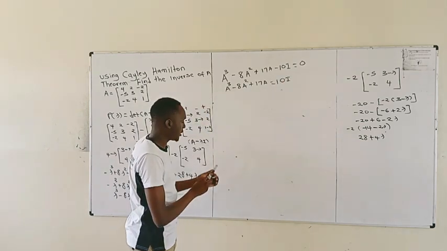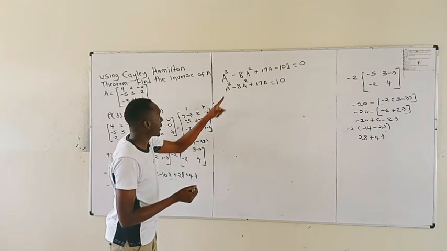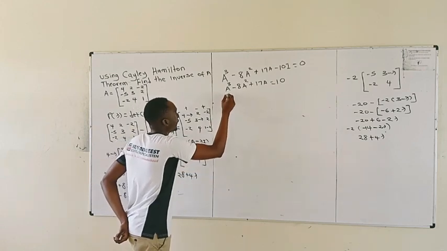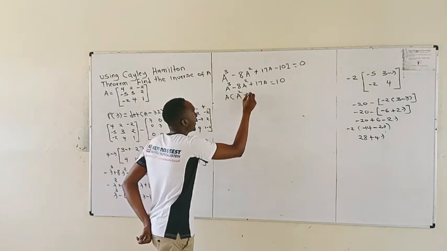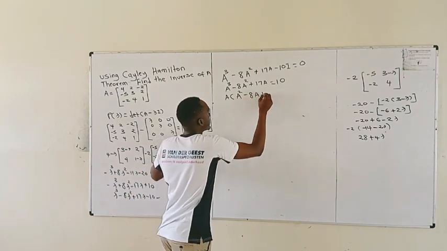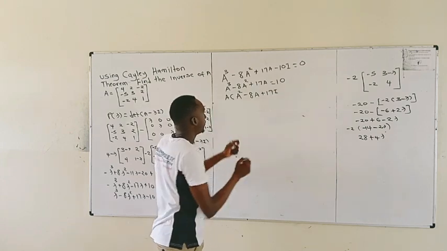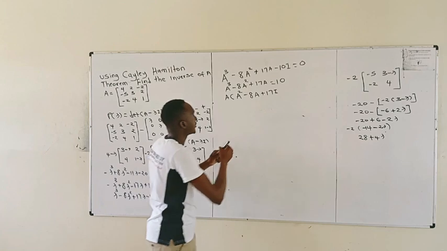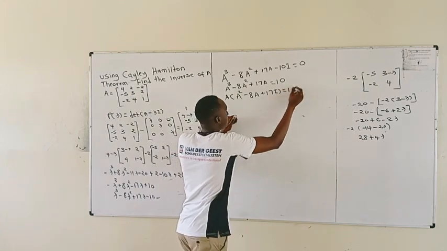10 times the identity matrix is just 10. We factor out A since it is common on the left. So we have A into A squared minus 8A plus 17 times the identity matrix. We want it to be in the form of a 3 by 3 matrix, so it will be 17 times the identity matrix, and is equal to 10.